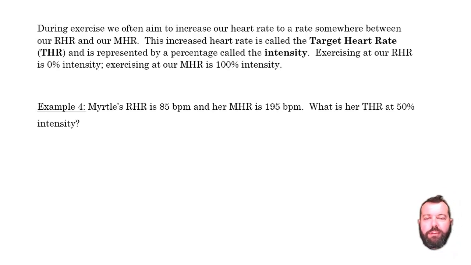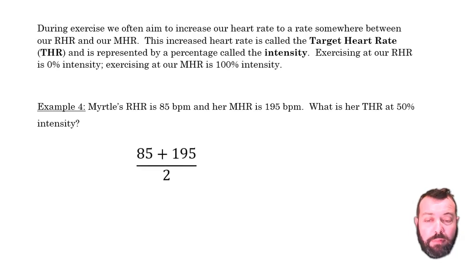Now, here's a question for you. If Myrtle's resting heart rate is 85 beats per minute and her maximum heart rate is 195, what is her target heart rate at 50% intensity? We haven't quite talked about how to do this yet, but let's think about this. We're after an intensity of 50%. We want to be halfway between 85 and 195. I can find halfway between two numbers by finding their mean or average. I'm going to add them together and divide by 2.